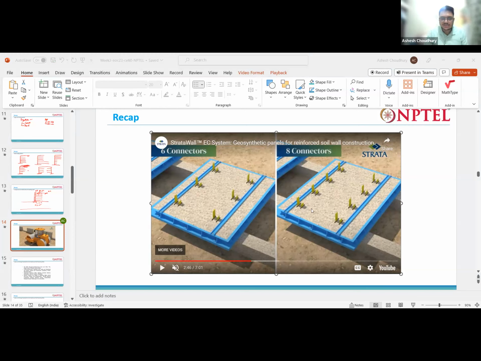I will just come to it. Here we are just providing these connectors.